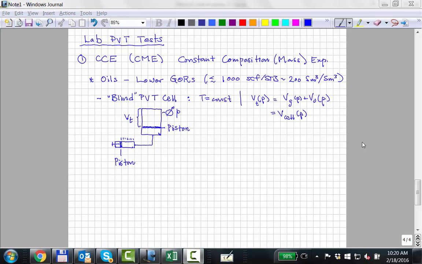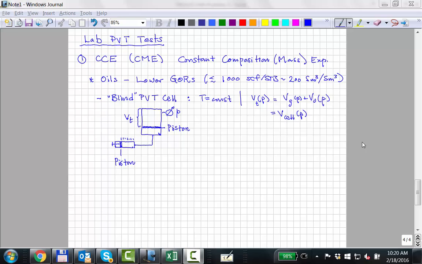Okay, so we're going to cover the four types of laboratory PVT tests. The first is the constant composition or constant mass expansion test. And we'll look at three different types of measurements.